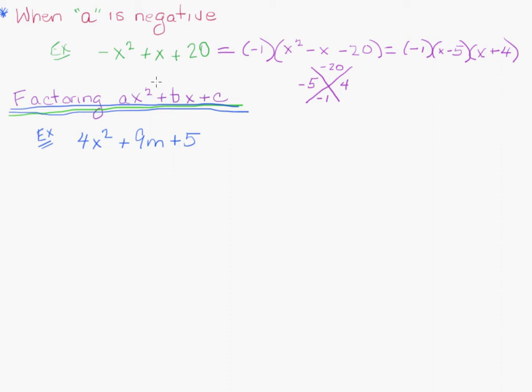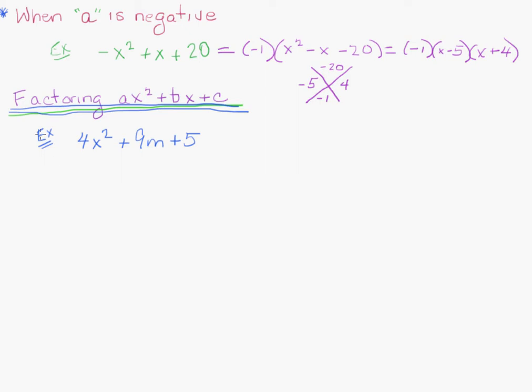Okay, so the next way that we learned to factor last week was when we do have something other than a 1 leading the quadratic. So we have ax squared plus bx plus c. In this case, we're going to factor 4x squared plus 9x plus 5. Let me go back to red.